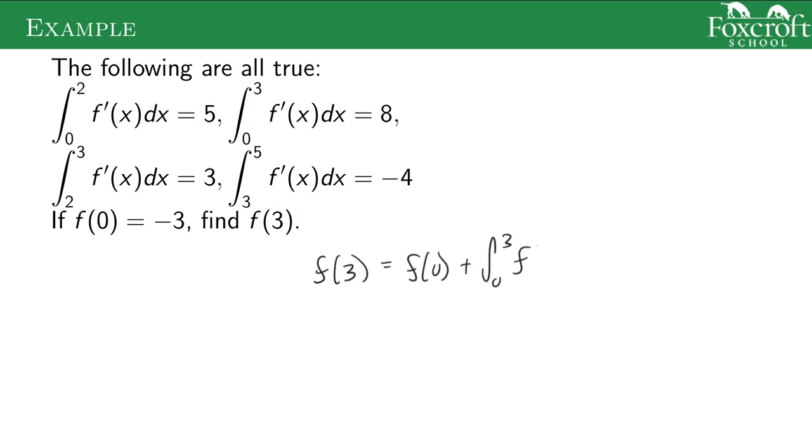We add the area under its derivative from 0 to 3. Again, it always has to be the starting point where we started and the ending point. Those are the same values that go here.